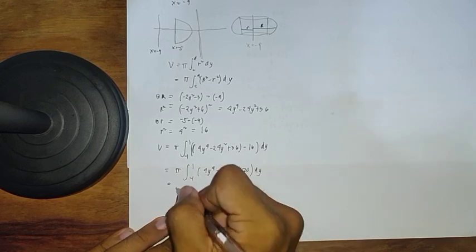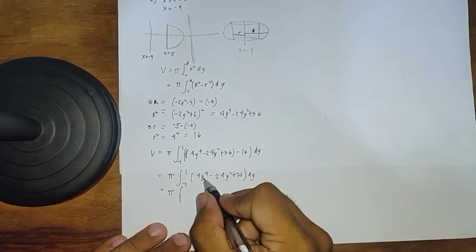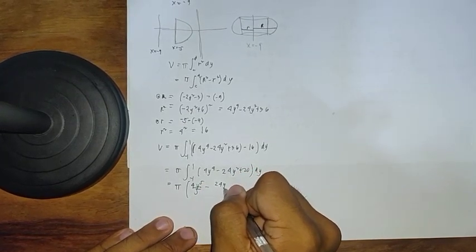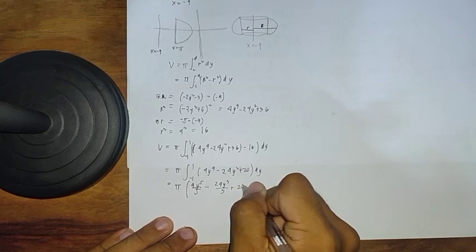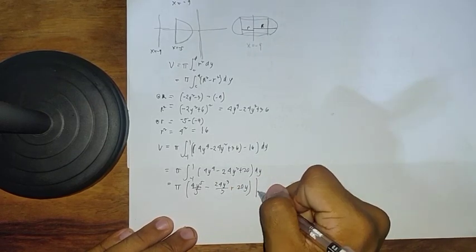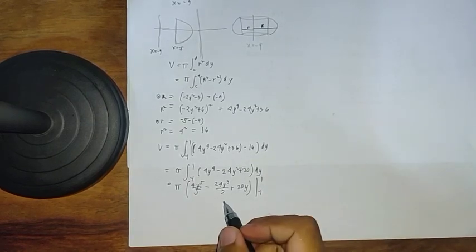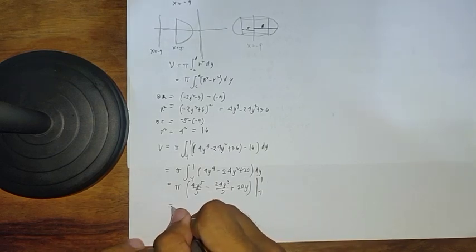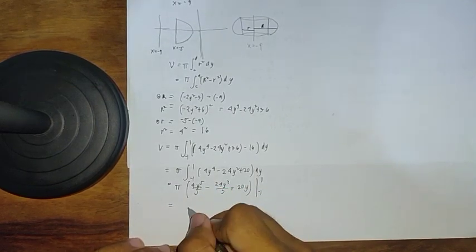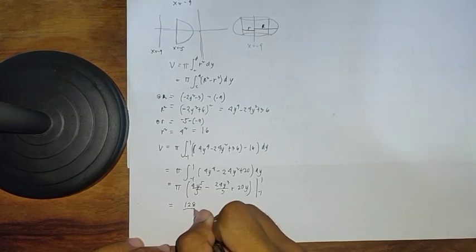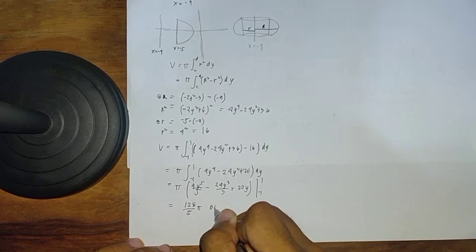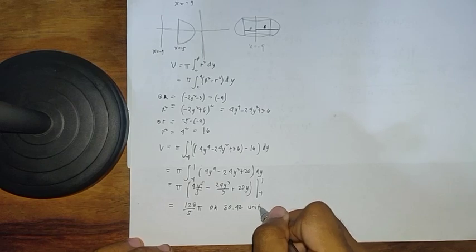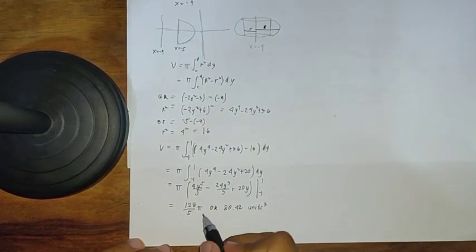So, integrate na po natin, magiging pi times 4y raised to 5 all over 5 minus 24y raised to 3 all over 3 plus 20y from negative 1 to 1. Using po yung calculator natin, yung makukuha nating value ay 128 all over 5 pi or 80.42 units cubed. So, yan na po yung final answer natin para sa letter B.